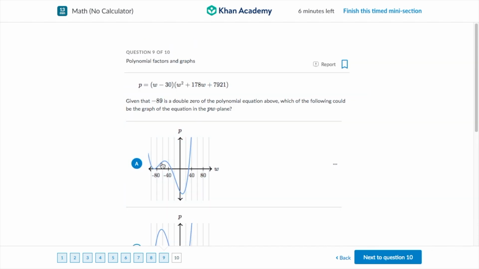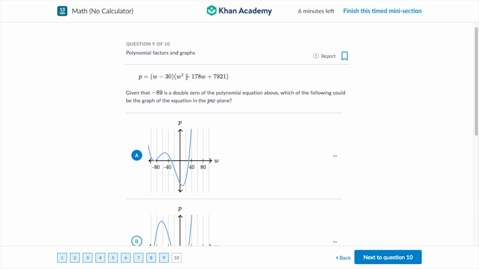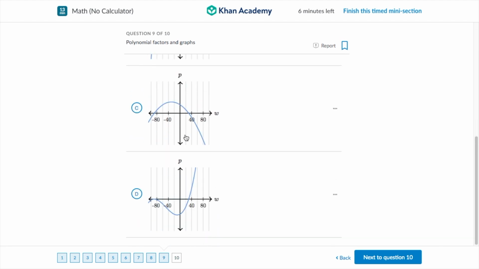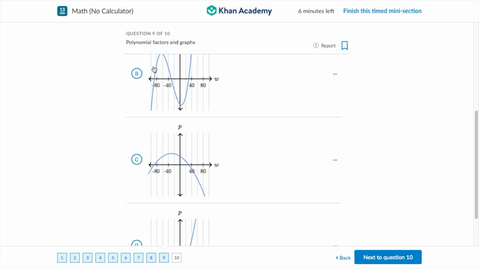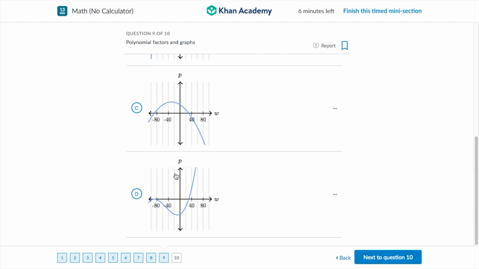Can you guys see that the graph goes up over here and down over here? That means that there's an imaginary root that we're not dealing with. And our equation is only this, so it can't be that. It's definitely not this, since this does not have a double root, and it's not this either. But if we look down here, we can see the double root here as it's bouncing off of negative 89, and it comes back up to 30. So this is our answer.